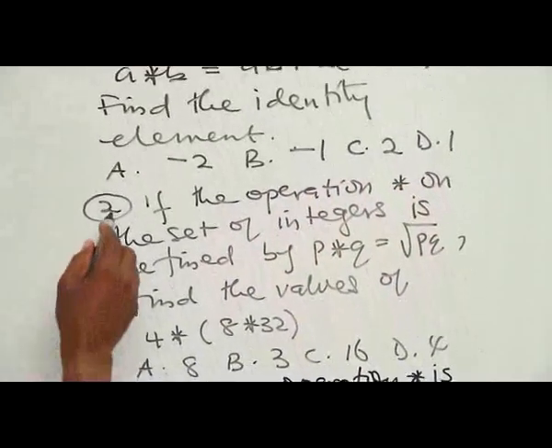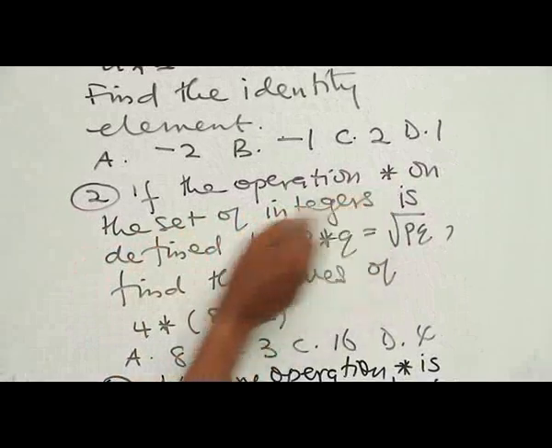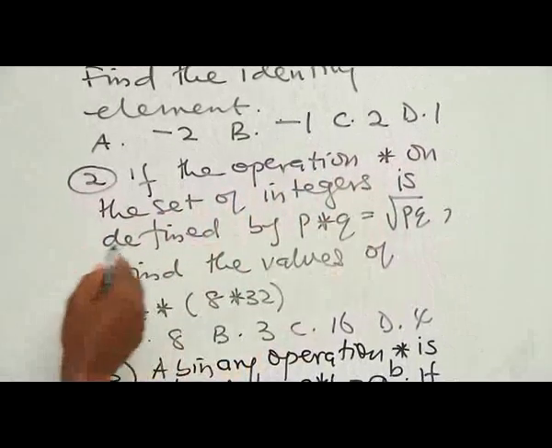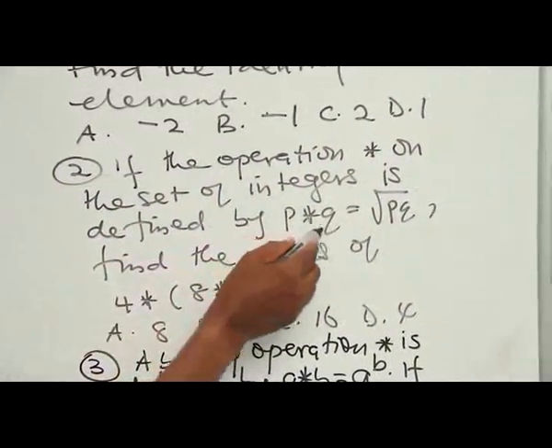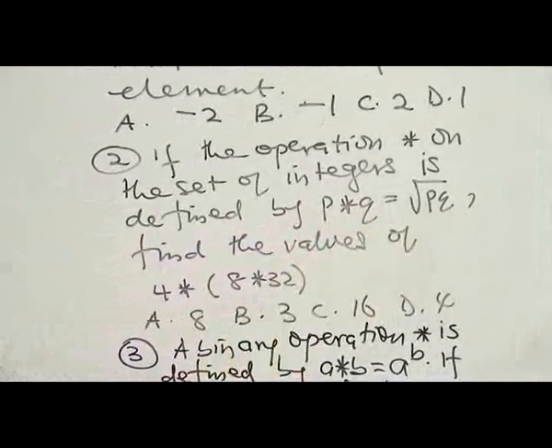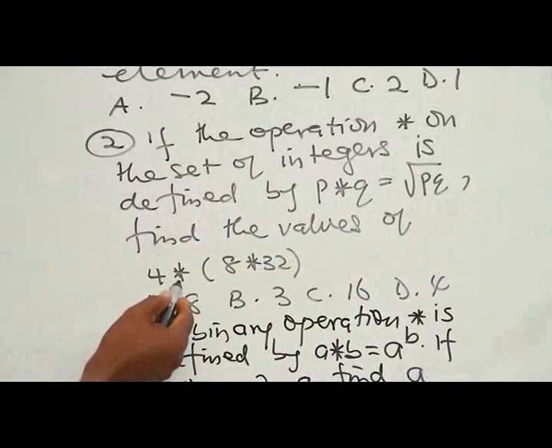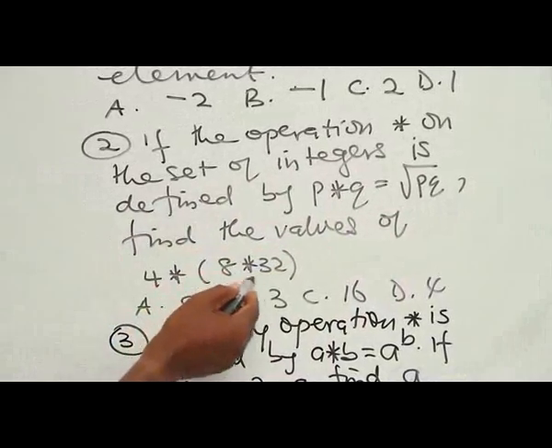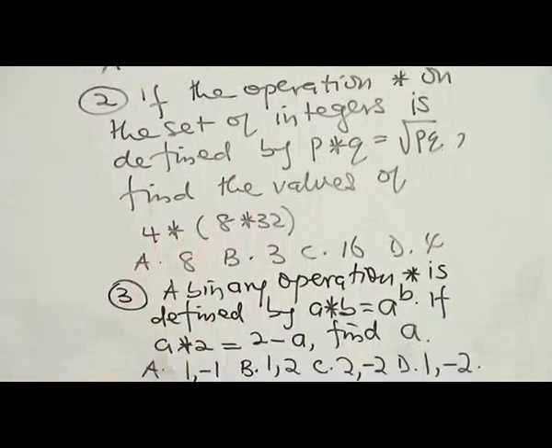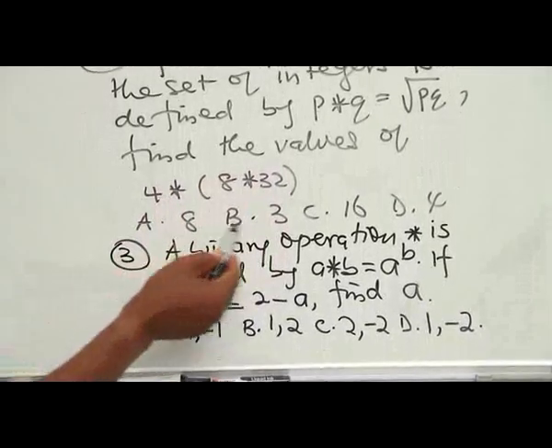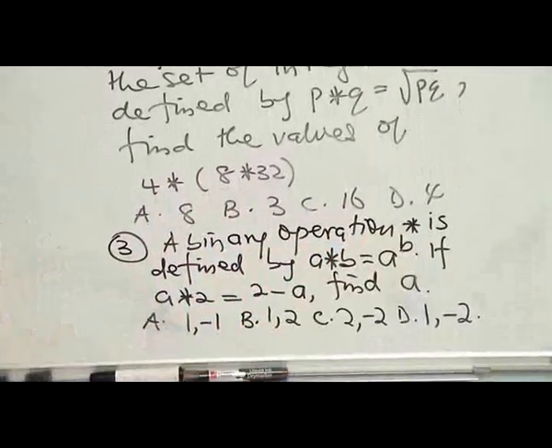Question number 2. If the operation star on the set of integers is defined by P operated on Q equal to the square root of PQ, find the value of 4 operated on 8 operated on 32, in brackets, open and close it. A is 8, B is 3, C is 16, D is 4.